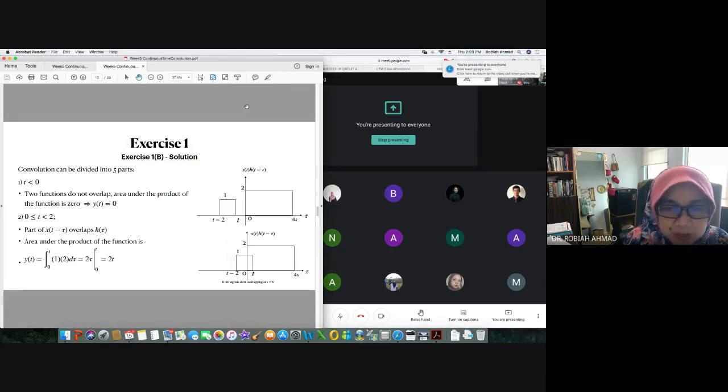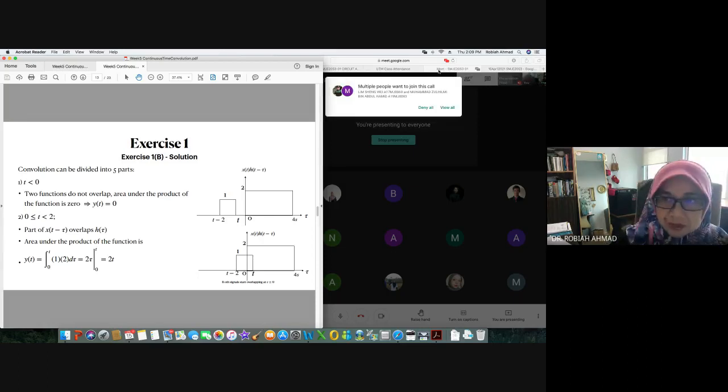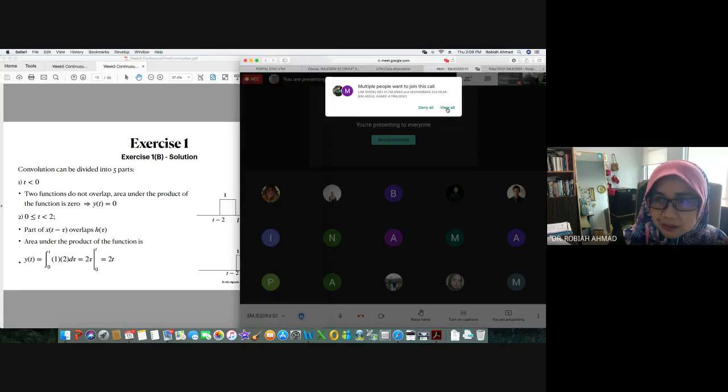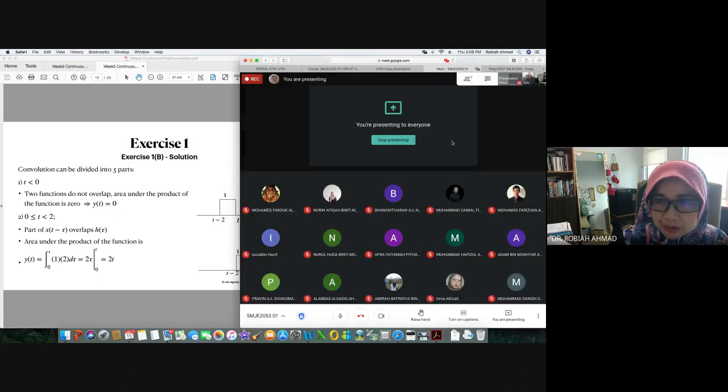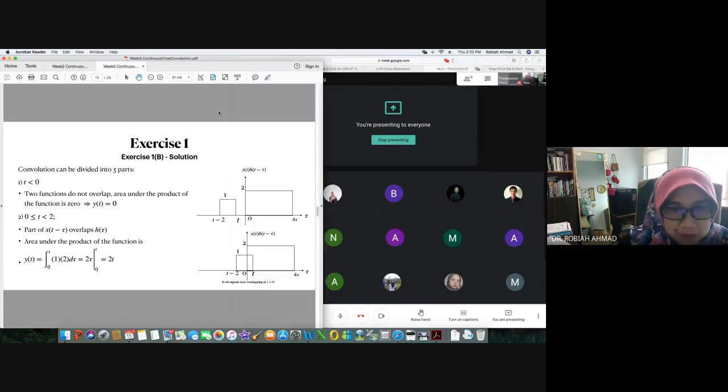Okay, before we proceed with more examples on graphical convolution, let us review exercise 1B. I notice only a few of you submitted the exercise on the Padlet. So let us all look again, and then we discuss more on different types of examples.